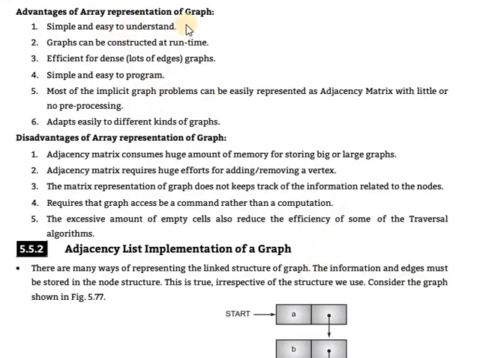Advantages of array representation of a graph. This is simple and easy to understand. Graphs can be constructed at runtime, efficient for dense graphs, and simple and easy to program. Most implicit graph problems can be easily represented as an adjacency matrix with little or no pre-processing. It adapts easily to different kinds of graphs.